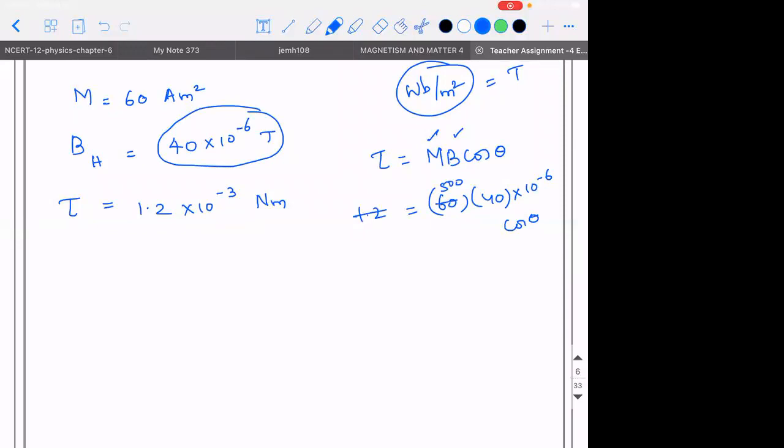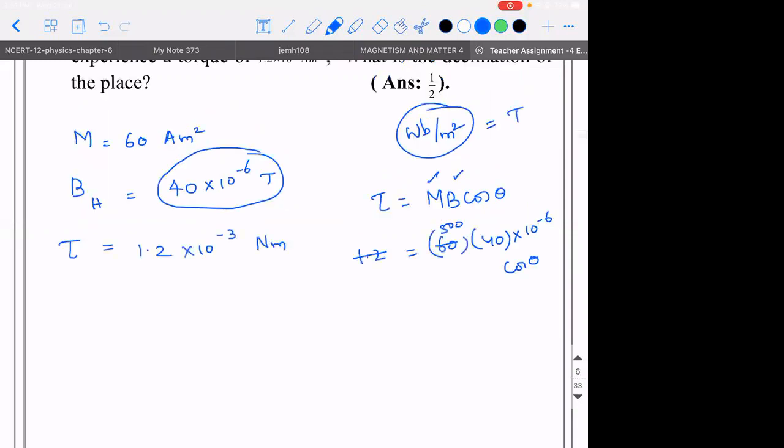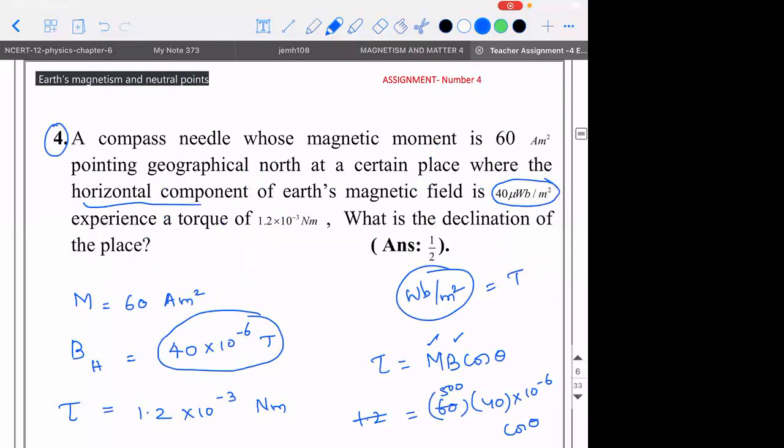Sir, B is the magnetic field of Earth, right? No need, because here the horizontal component is what is producing the torque. Are you able to understand? So the horizontal component is what is producing the torque.